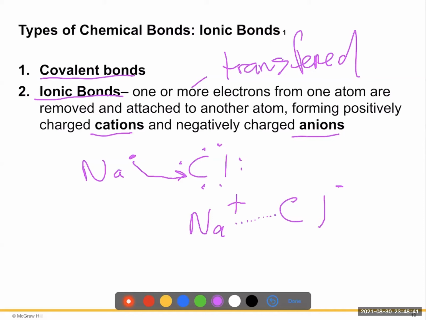And that's what forms your crystals, salt crystals. So covalent bonds share, ionic bonds transfer. And that transfer produces charges. Cations are positive, anions are negative. And they attract one another.